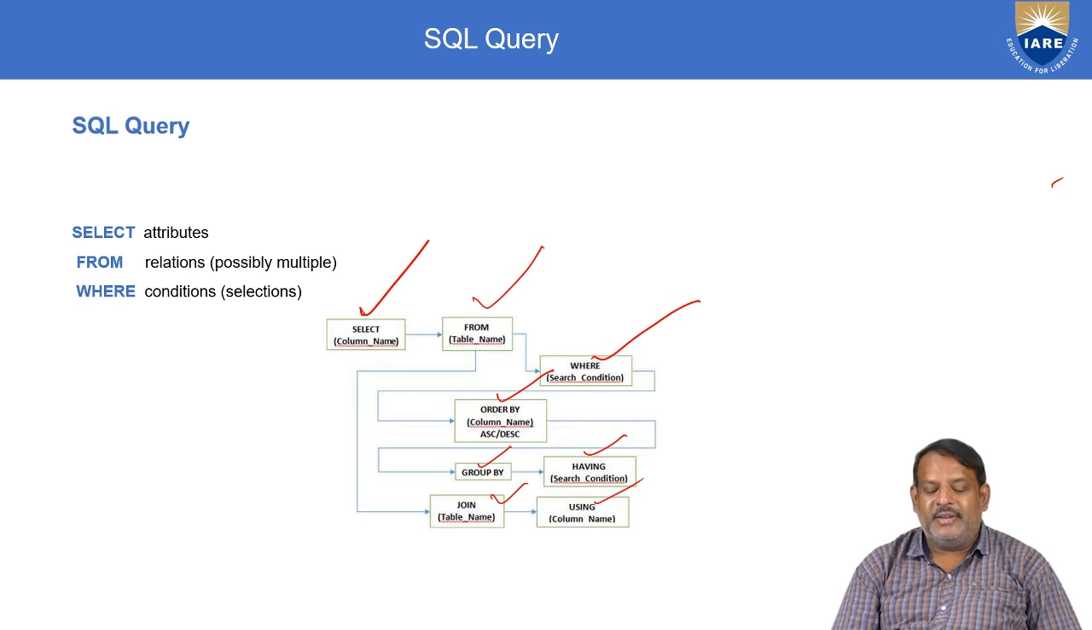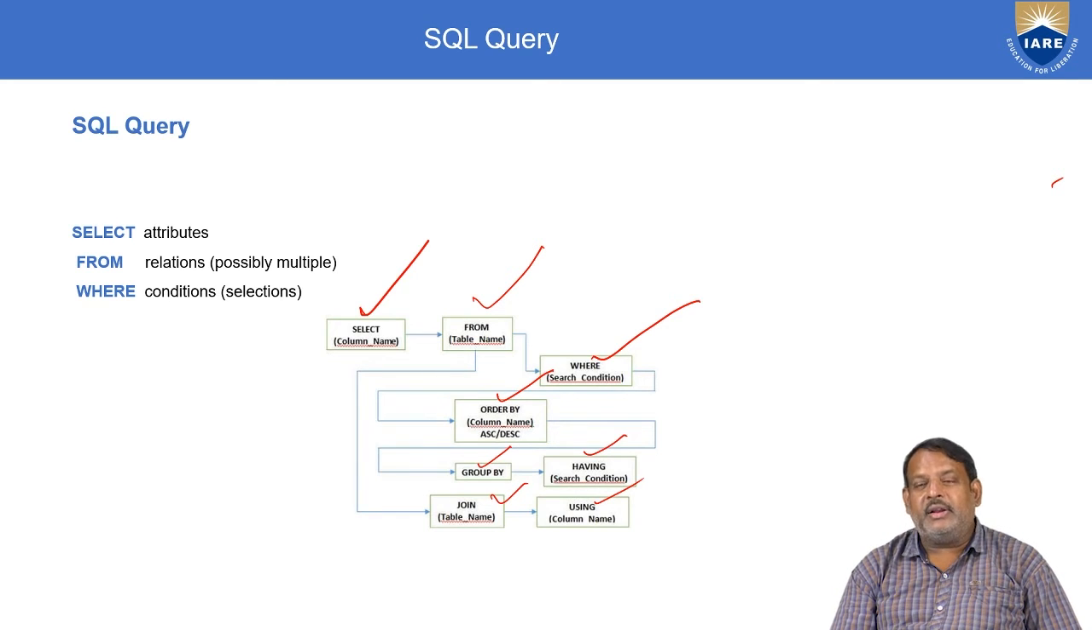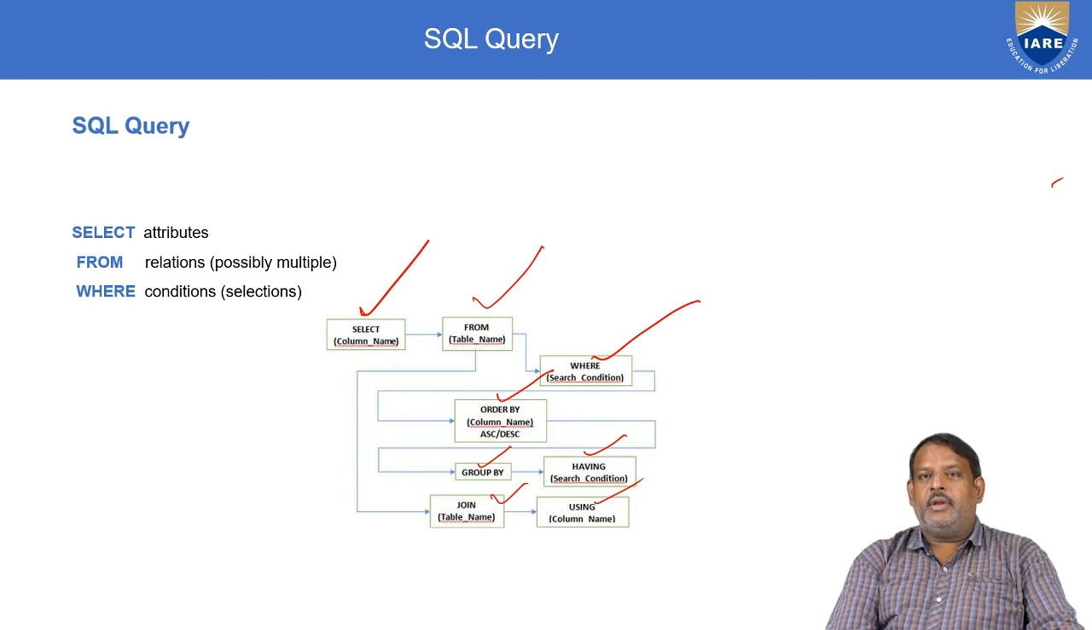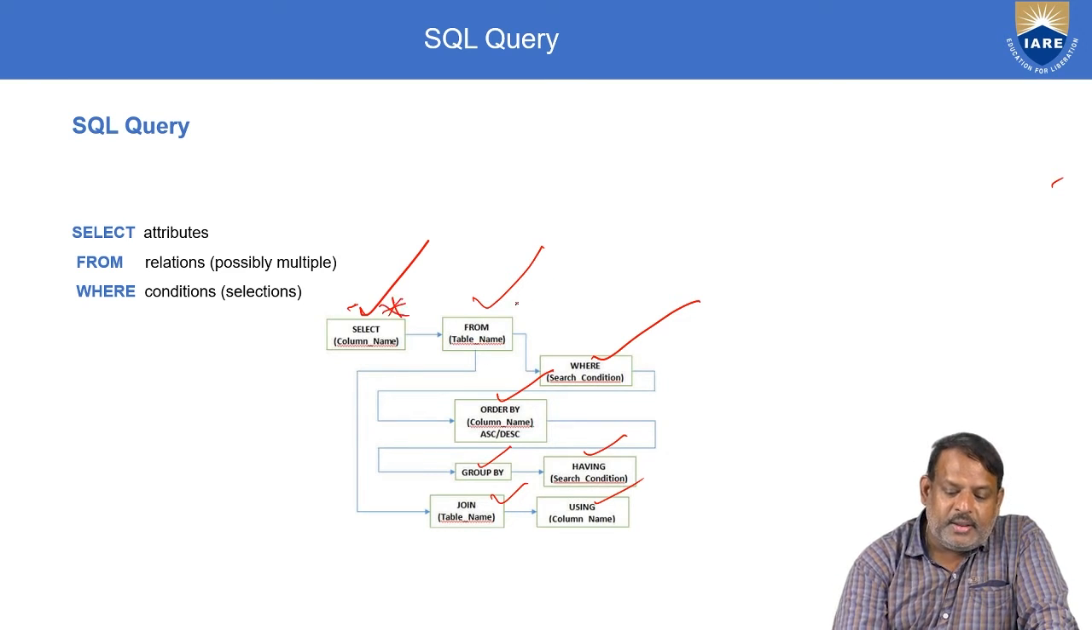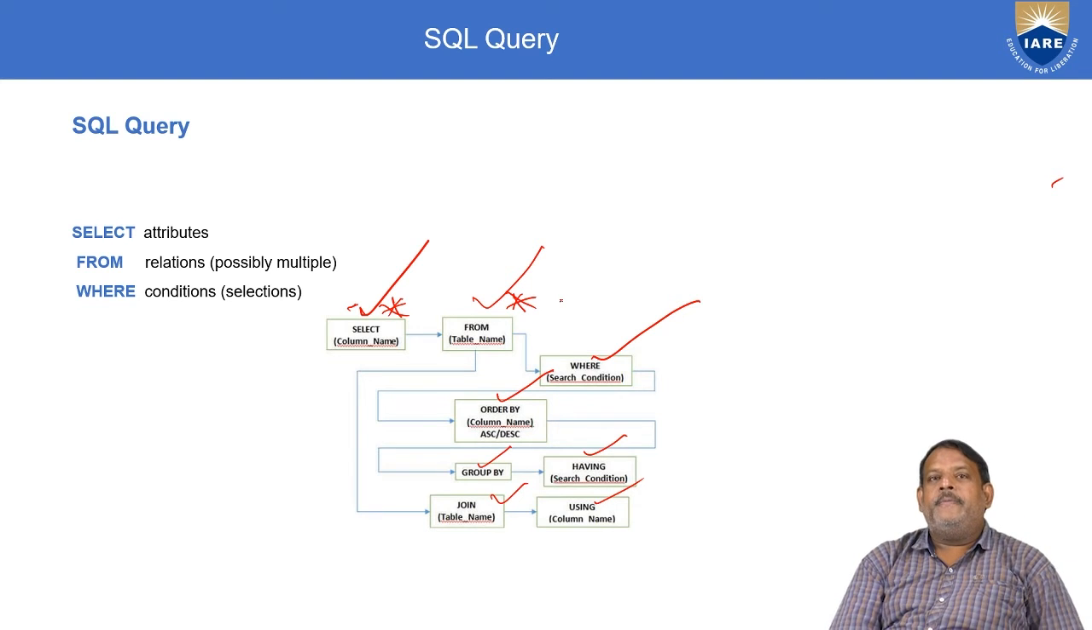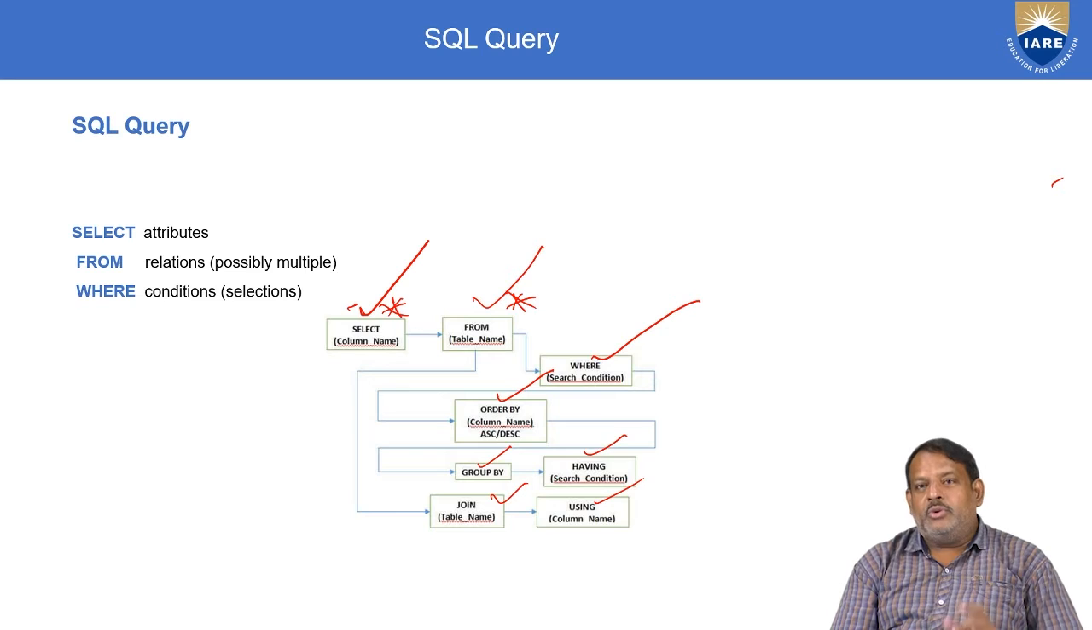It starts with select. It has a from clause. After that, where condition is not mandatory. Where condition is optional. Order by is also optional. Group by optional. Having optional. Join optional. Using also optional. Okay. But select is mandatory. From is also mandatory. These are the two clauses which we must have to retrieve data from a table.